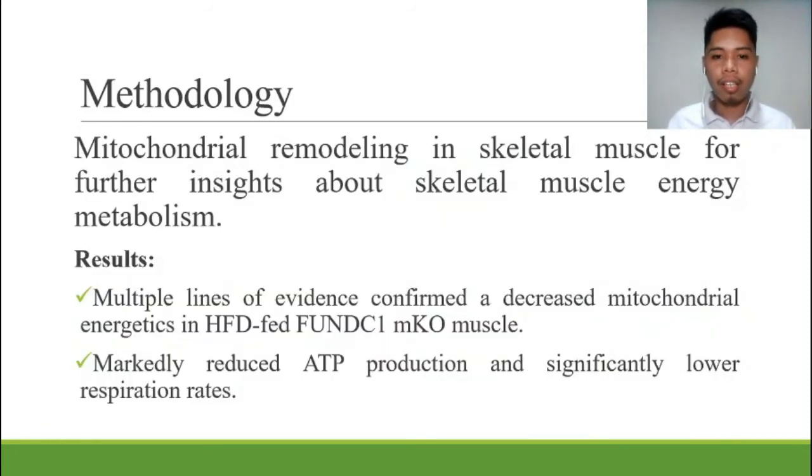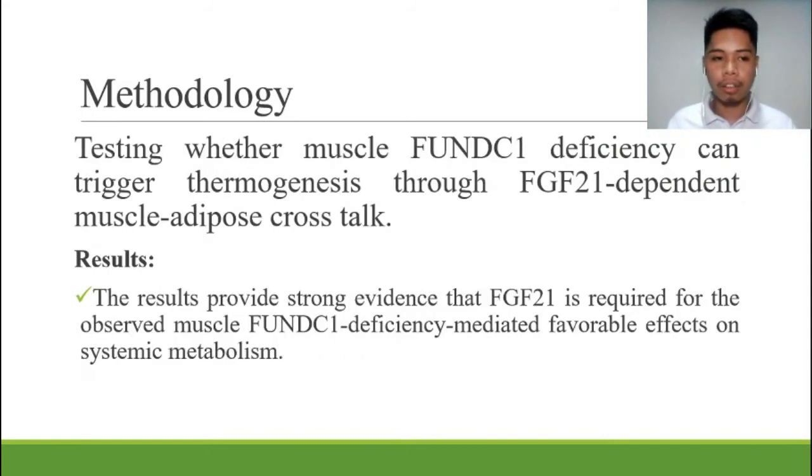We have here mitochondrial remodeling in skeletal muscle for further insights about skeletal muscle energy metabolism. So multiple lines of evidence confirm a decreased mitochondrial energetics in HFD-fed FANC1 MKO muscle. There was also a reduced ATP production and significantly lower respiration rates. Testing whether muscle FANC1 deficiency can trigger thermogenesis through FGF21 dependent muscle-adipose crosstalk. So after the test, the results provide strong evidence that FGF21 is required for the observed muscle FANC1 deficiency mediated favorable effects on systemic metabolism.